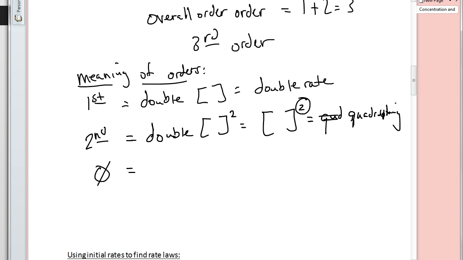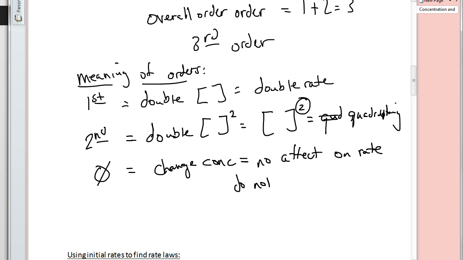Now, a zero order reaction means we can change the concentration and it has no effect on the rate of the reaction, one way or another. And so if this is the case, we do not write it in the rate law. We can just leave it out.